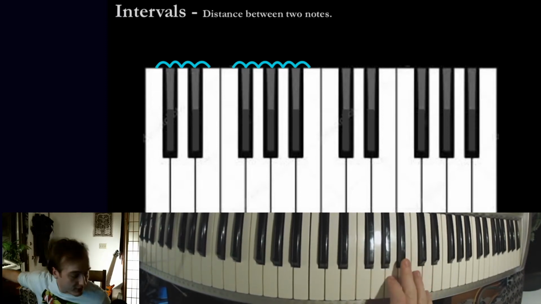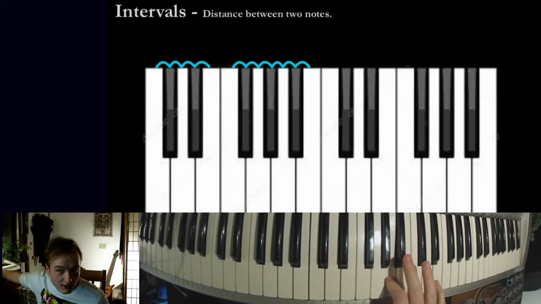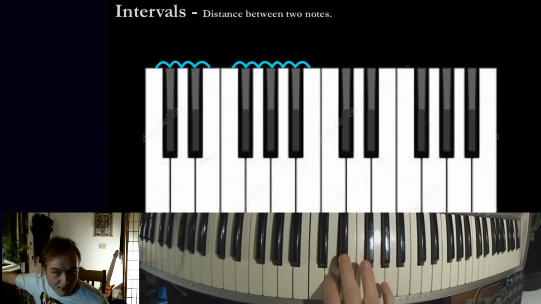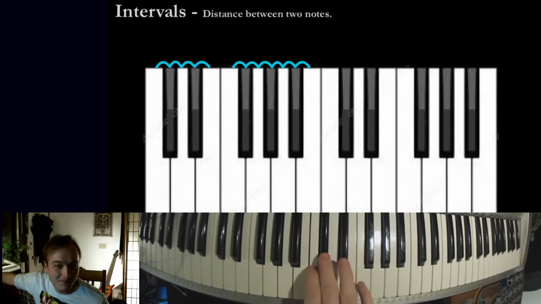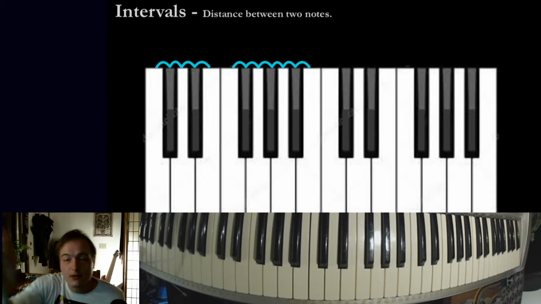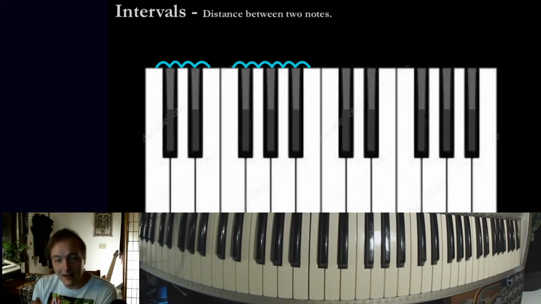So the distance between these two notes is a half step. The distance between these two notes, half step. These two notes, half step. These two notes, half step, half step, half step, etc. And you could go on and on. Every single one, each adjacent note on the piano forms a half step with its most immediate neighbor. Those are all half steps, and they're all the same interval. They're the same distance between those two notes.